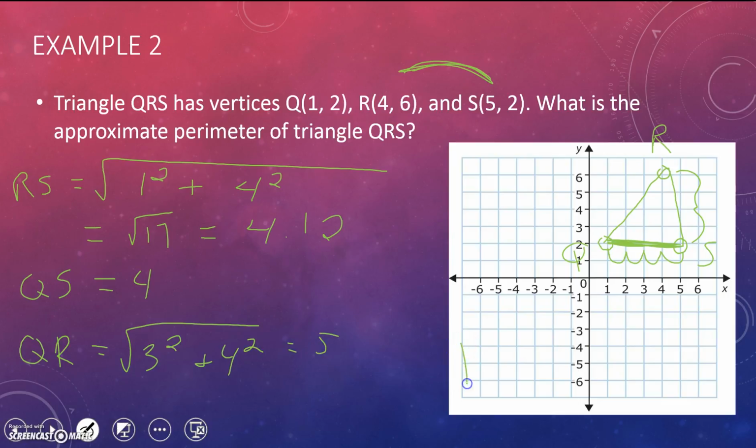So the perimeter, we're going to take 4.12 plus 4 plus 5, and we get a total of about 13.12. Okay, and we don't have any units, so we can use the letter U.